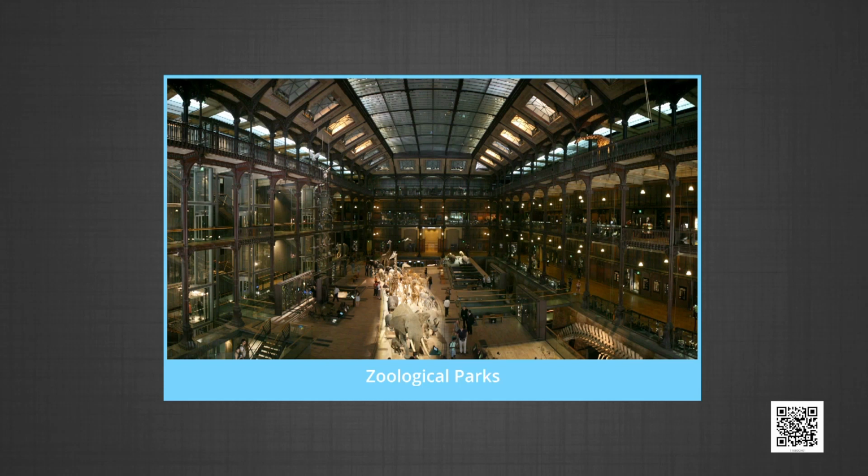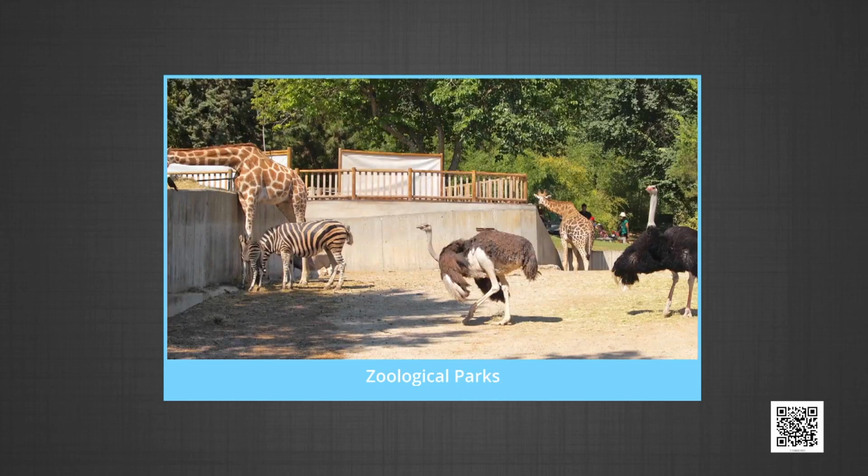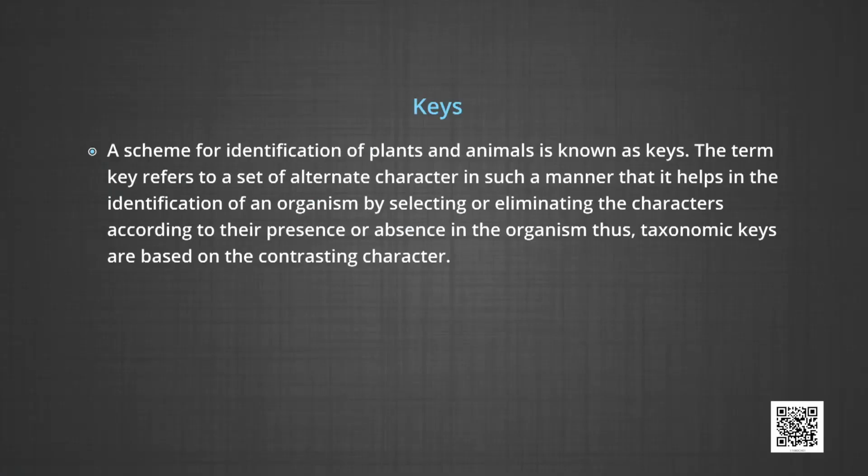Zoological parks. This is a place where wild animals are kept in their enclosures. These parks provide a natural environment. The scientific purpose of a zoo is to breed the animals which otherwise are facing a threat in their natural habitat. Due to developmental activity, they are facing poaching and habitat destruction. Keys. A scheme of identification of plants and animals is known as keys.